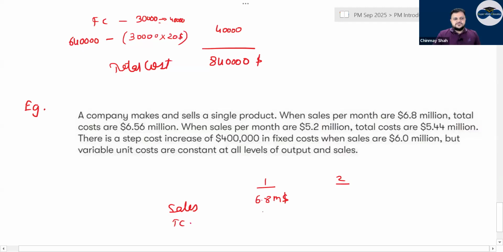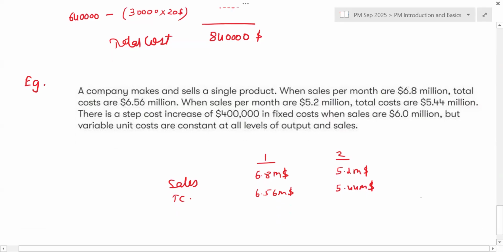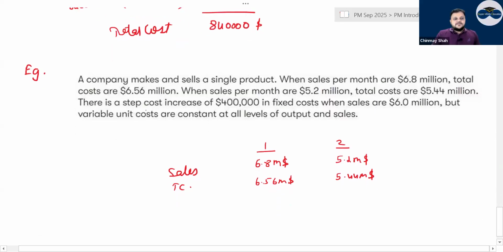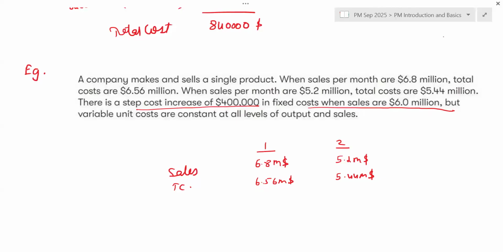And how much are total cost? $6.56 million. बराबर है. सेकेंड में, when sales per month are $5.2 million, total cost are how much? 5.44. करेक्ट. There is a step fixed cost increase of 400,000 in fixed cost when sales are 6.0 million. 6 million से ऊपर सेल गया तो how much is the step fixed cost increase? 400,000, 0.4 million.